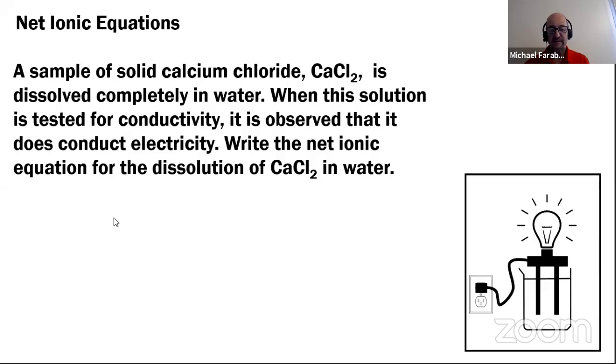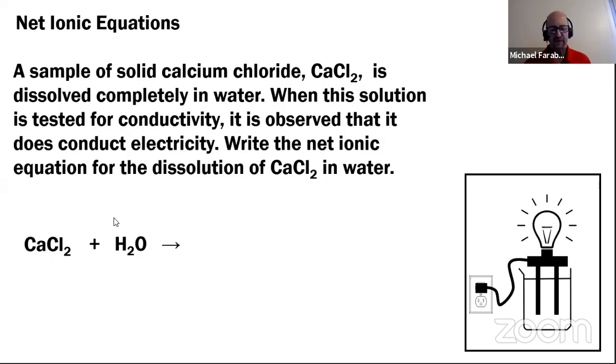Now, when a student first sees this, calcium chloride and water, this might be how they envision it. Now, the problem with writing the reactants as calcium chloride plus H2O is it might lead you down the path to assume that somehow water is reacting with the calcium chloride to produce other substances such as hydrogen or hydroxide.